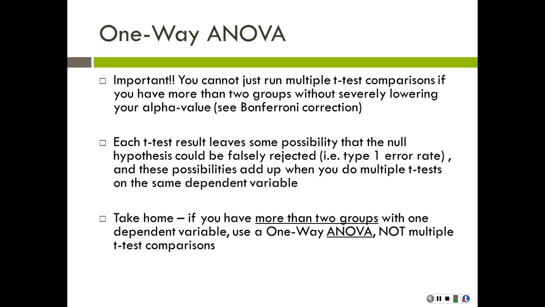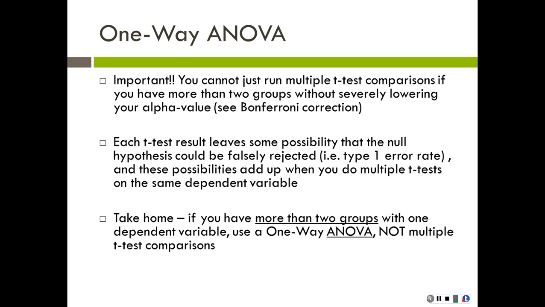The last thing I just want to reiterate is that the whole point in doing that is, if you just did multiple t-tests, you would inflate that alpha level error. Like it says here, each t-test result leaves some possibility that the null hypothesis could be falsely rejected. And when you're doing multiple t-tests, it's adding that error together. Each time you do a test, you're willing to accept a 0.05 error.